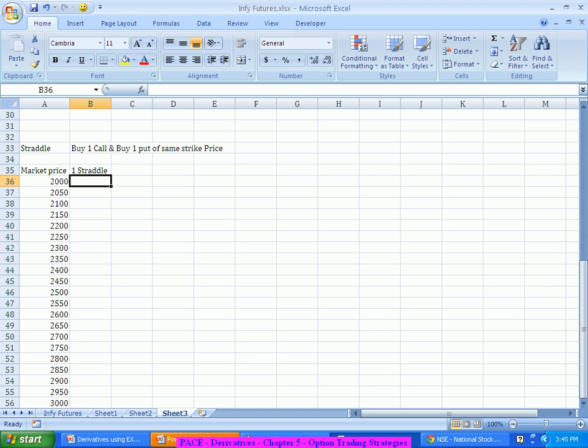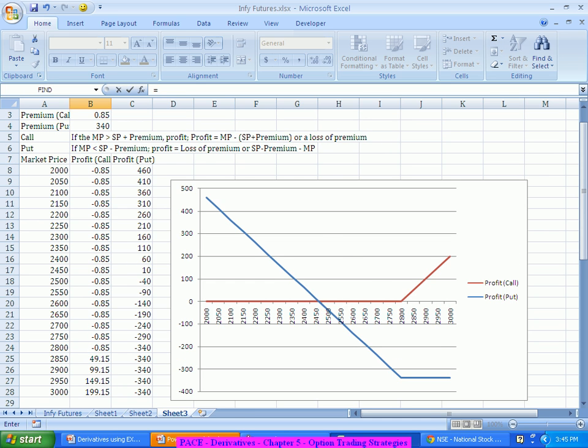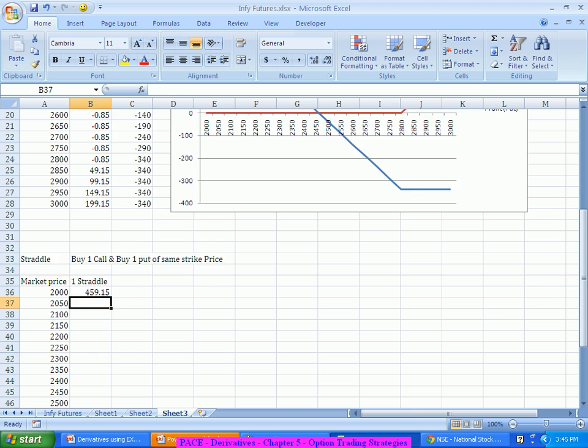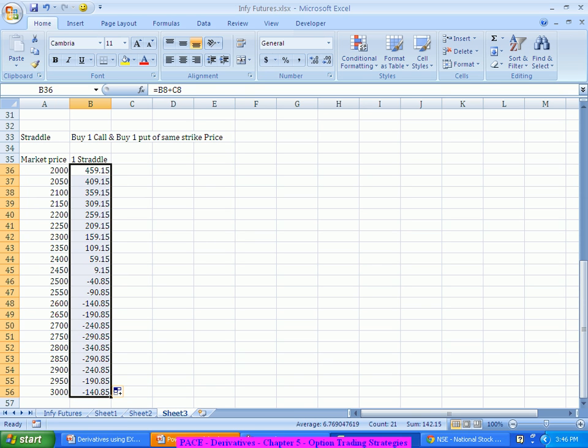So my profit is nothing but this plus this. Very straightforward. So my profit here is becoming 459.19, and I'll drag it down. So this is what is going to be my profit.